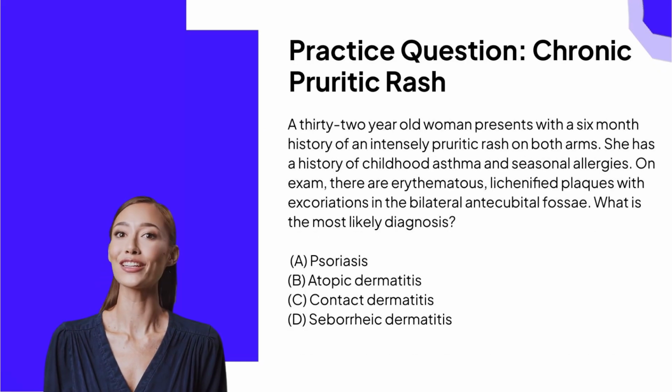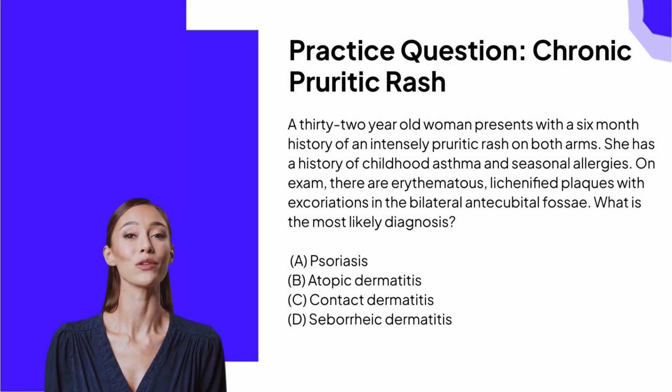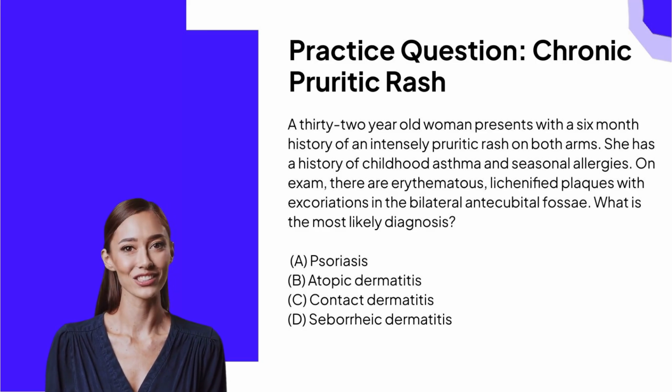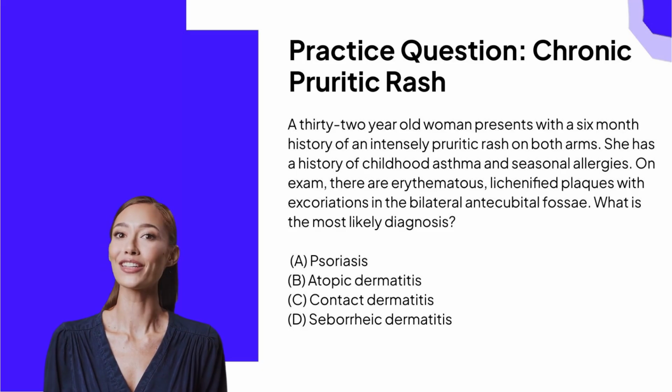Let us try a practice question. A 32-year-old woman presents with a 6-month history of an intensely pruritic rash on both arms. She has a history of childhood asthma and seasonal allergies. On exam, there are erythematous, lichenified plaques with excoriations in the bilateral antecubital fossae. What is the most likely diagnosis? Take a moment to think about this before we go through the answer together.